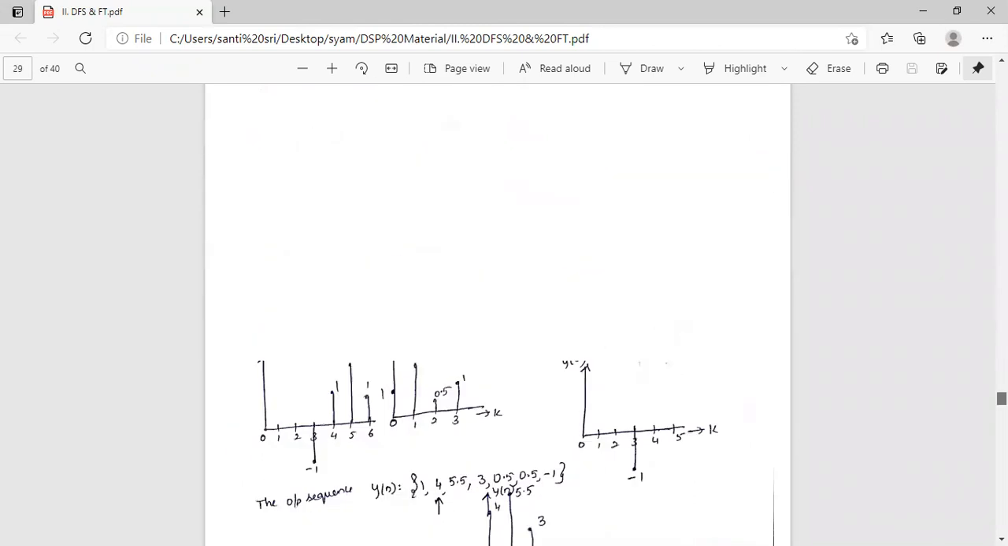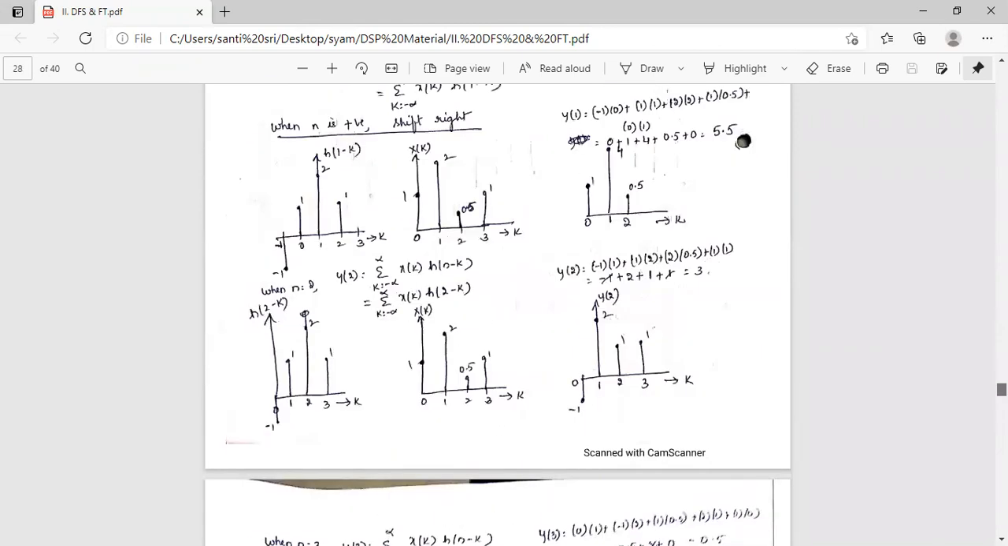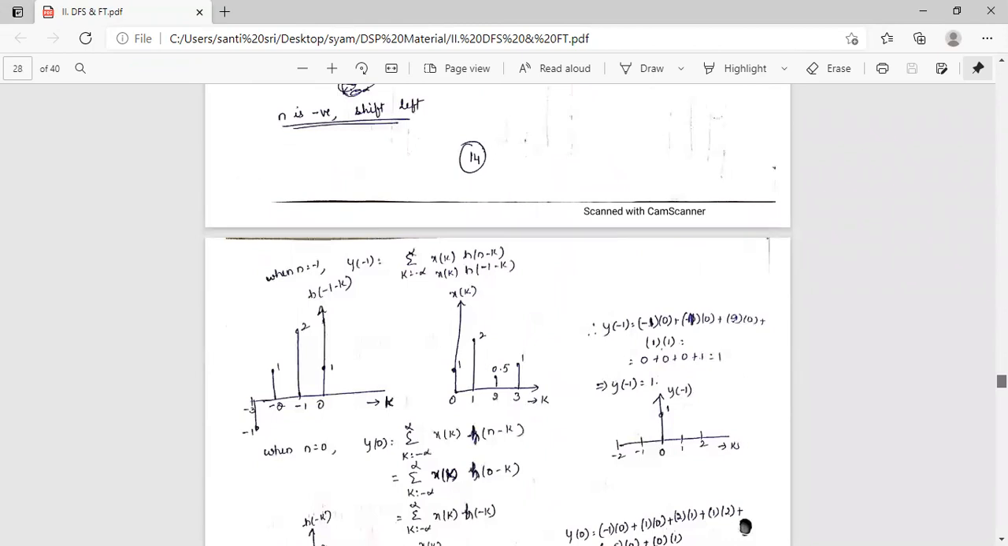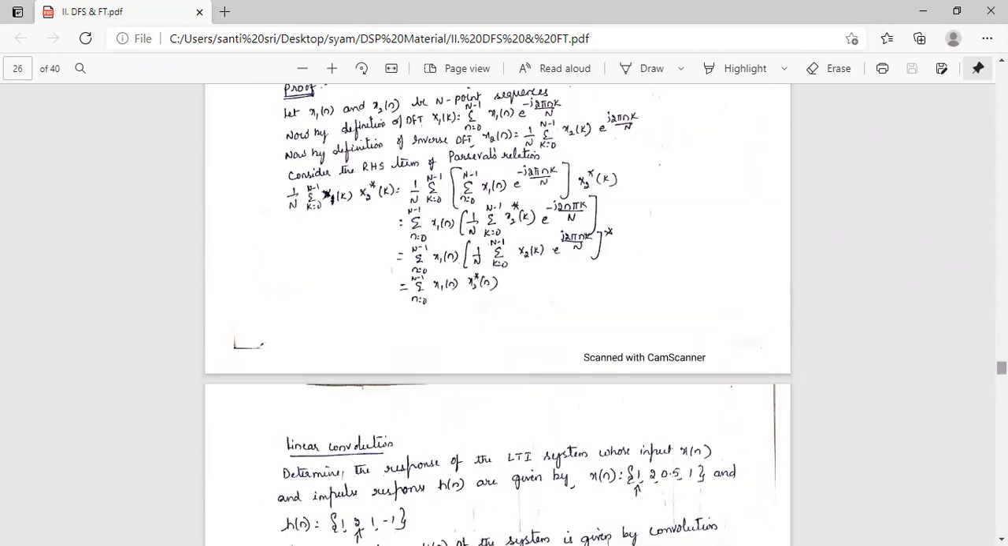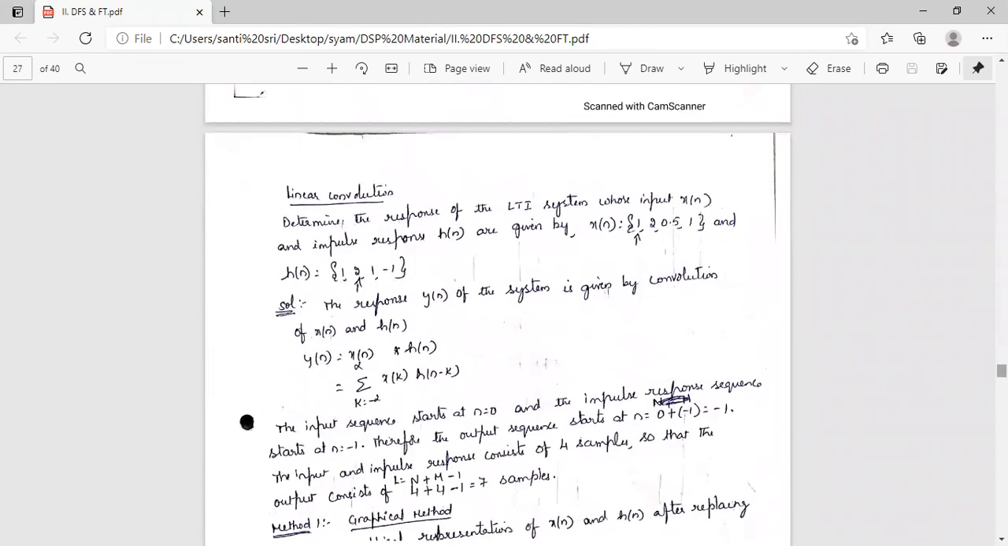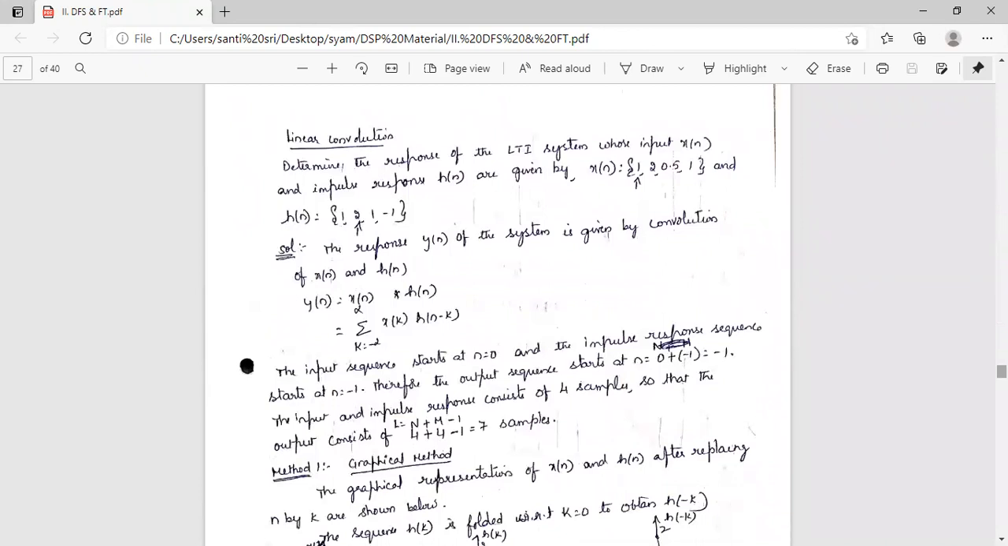Now we are going to discuss the linear convolution. What is linear convolution? So what is meant by linear convolution? By doing this problem, you can understand the concept of linear convolution.